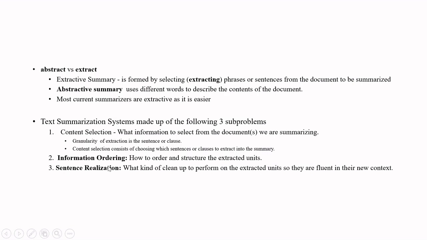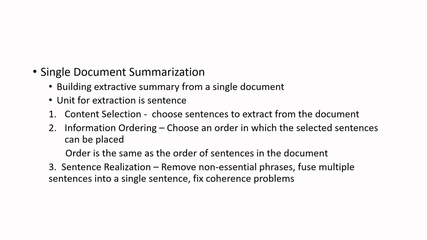Information ordering. Now we have selected sentences. What is the order in which those sentences can be put in the summary? In the case of single document summarization, you can just have the order in which it is given, so that does not change. What is the order of the extracted sentences? That is information ordering. And finally, sentence realization. What kind of cleanup is to be performed on the sentences we generate? Sometimes you might want to drop certain parts in order to have a cleaner look for the summary. Okay, so these are the submodules which make up text summarization systems.